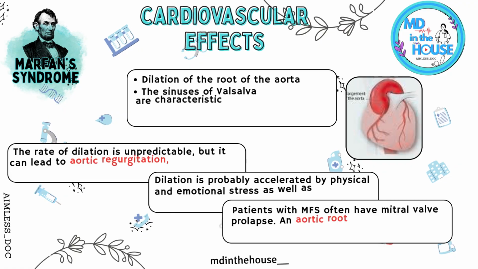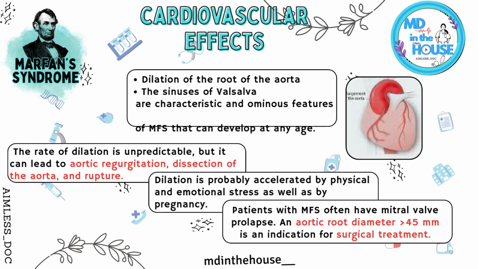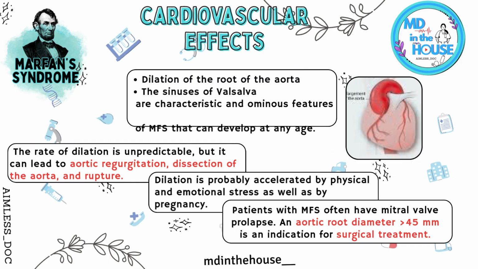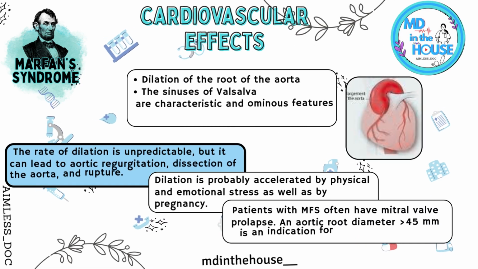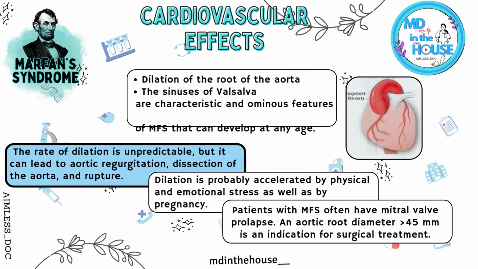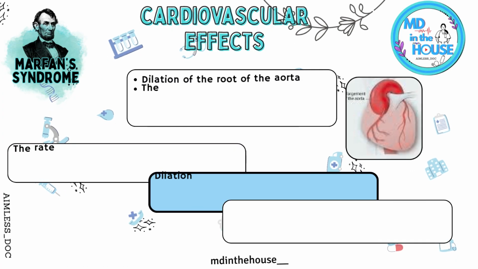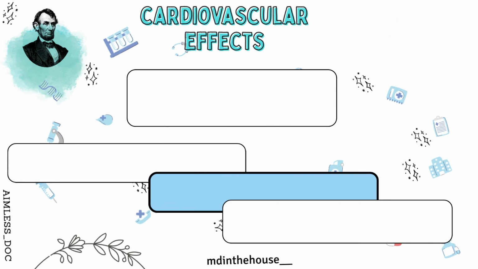Cardiovascular effects include dilation of the root of the aorta and the sinuses of Valsalva, which are characteristic and ominous features of Marfan's that can develop at any age. The rate of dilation is unpredictable, but it can lead to aortic regurgitation, dissection of the aorta, and rupture. Dilation is probably accelerated by stress as well as by pregnancy.